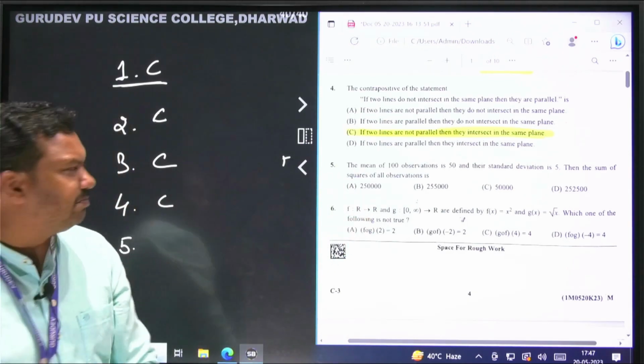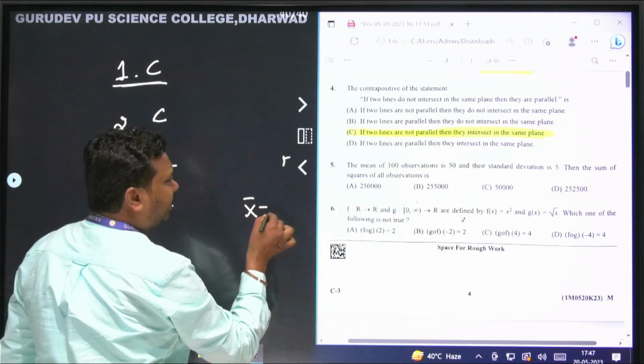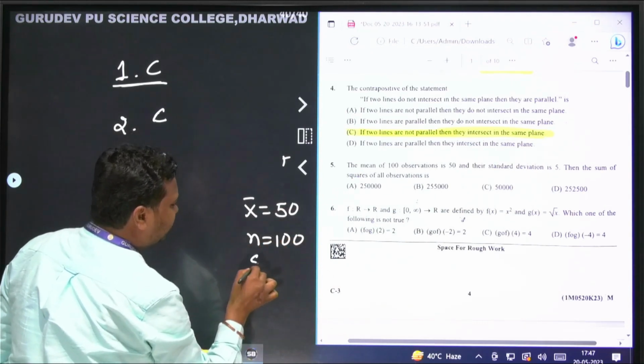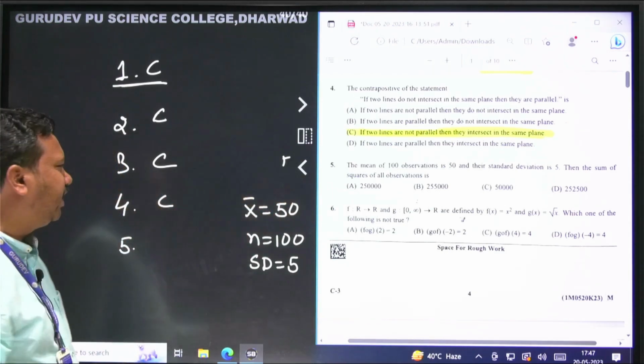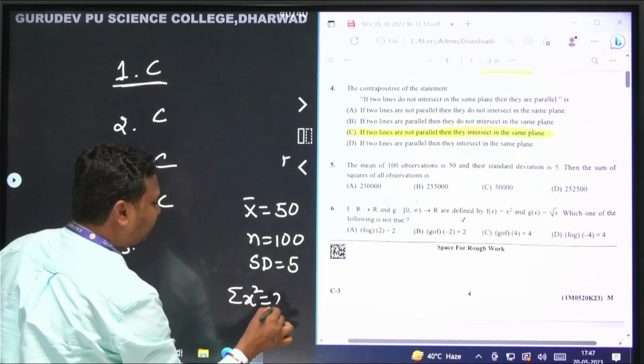So the logic is very simple. Here you have to just understand the mean value is given. What is the mean value here? 50. How many observations? 100. And the standard deviation is given, 5. And the sum of the squares of all observations. Don't you think the question is to find the value of summation of x square here, right?